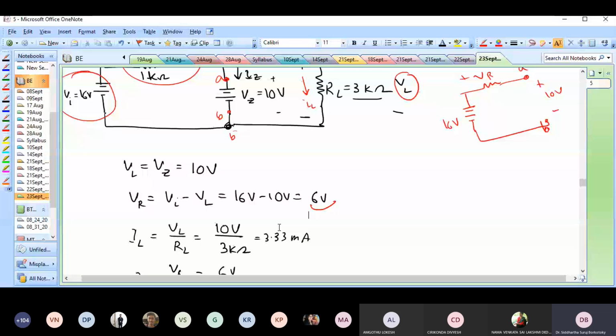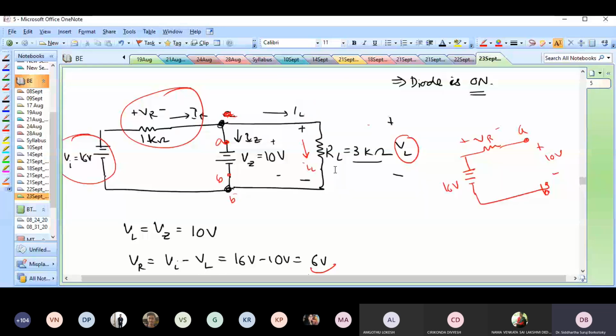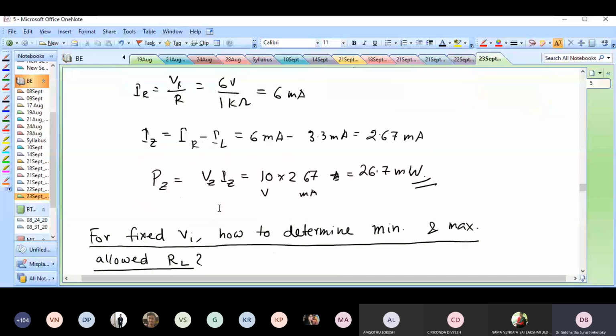If I know that, I immediately know the voltage across the load. If I know the voltage across the load, then I know the current through the load. I also know the voltage across the series resistor R, that 1 kilo ohm resistor. So I know all the currents and all the voltages. I can answer any question on this particular voltage regulator circuit. So this is how you would solve such a circuit.